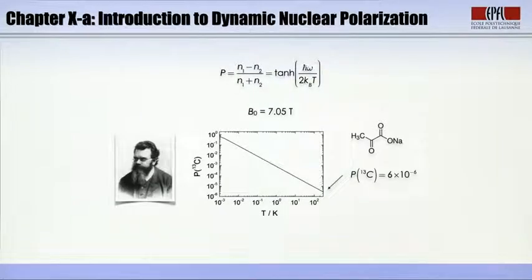Now if you take your NMR sample and put it in a field of 7 Tesla, you realize that this polarization is very low at room temperature. At around 300 Kelvin, the polarization of your carbon-13 spins is only about 6 ppm. That means if you have 1,000,000 spins in your sample, only 6 spins will actually participate in the creation of a real NMR signal. All the other spins will yield destructive interferences that will not be observable.